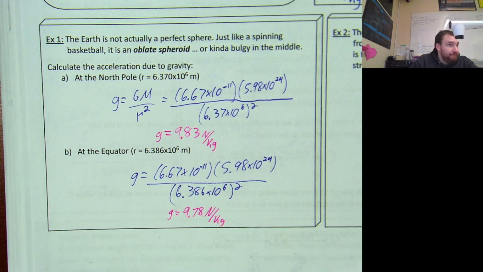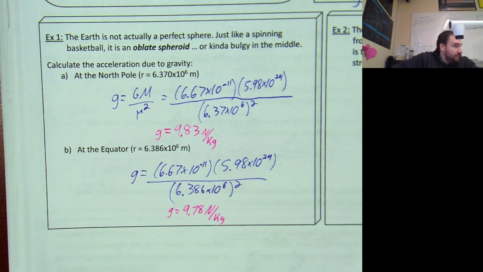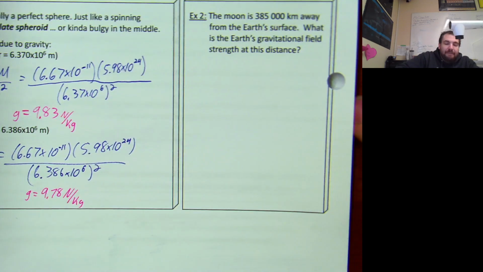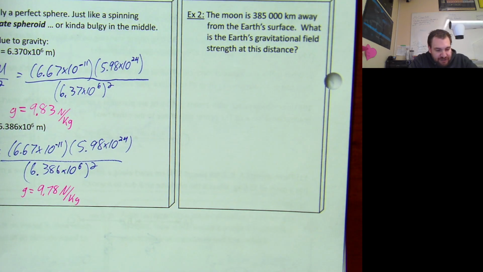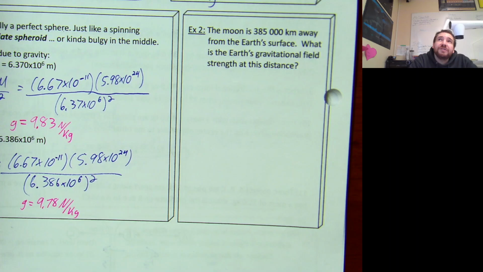One more example. We're cool with this one? Okay. The moon is 385,000 kilometers away from the Earth's surface. What's the gravitational field strength of the Earth at the moon?